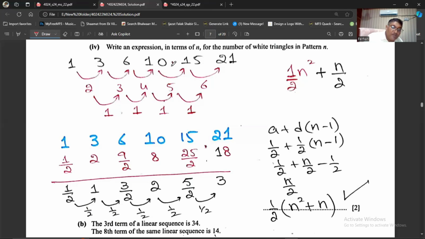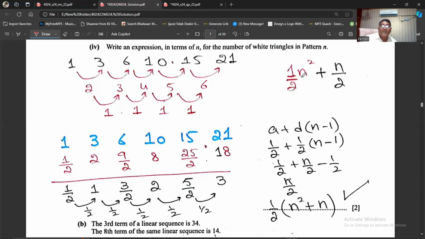So whatever is the second difference, we will divide it by 2. And in our rough work, we will write 1 divided by 2, n square. Then I will write the original sequence once again. You can see 1, 3, 6, 10, 15, 21.